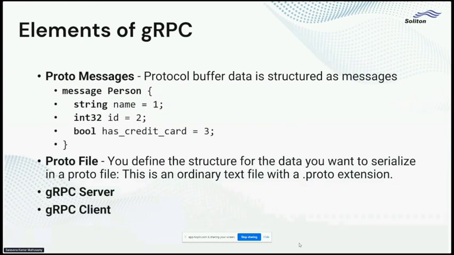Let me quickly touch upon the different things gRPC has. The important elements of gRPC are, first, the proto message. The first step is defining what type of messages have to be sent between the server and client, which we call a proto message. For example, here we have defined a message called person. It has three pieces of data associated with it: name, ID, and whether he has a credit card or not. These are the three data fields, and the data type is also defined. So this is a message.